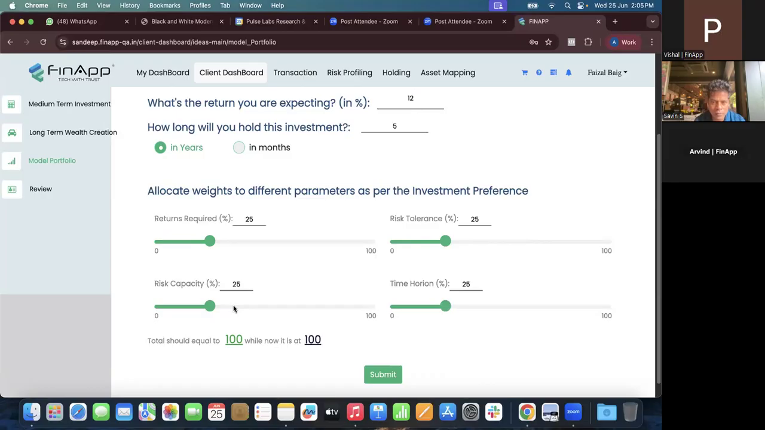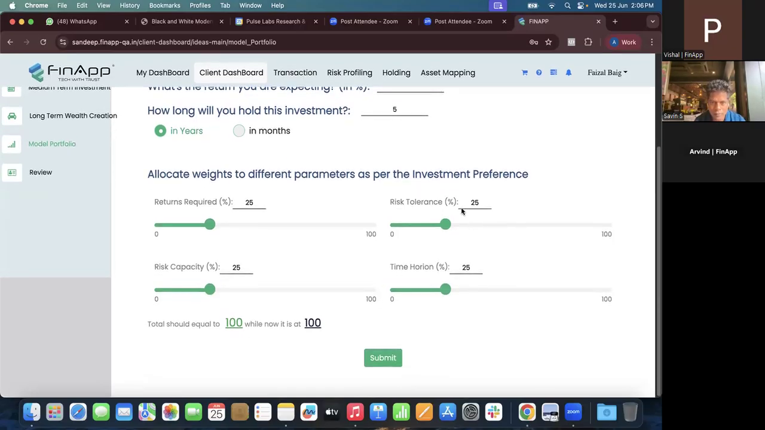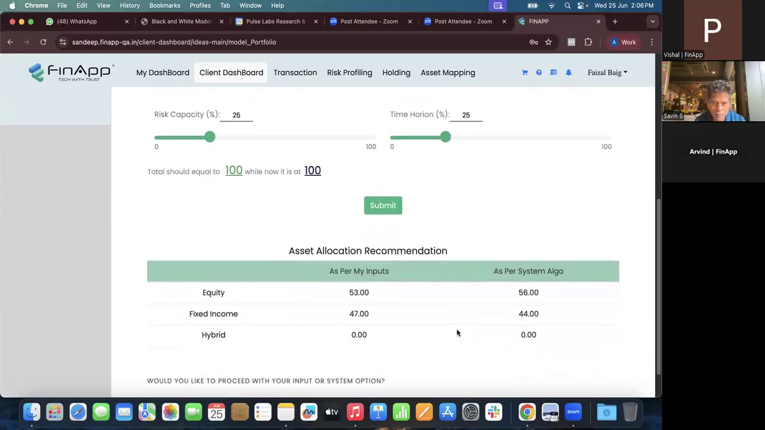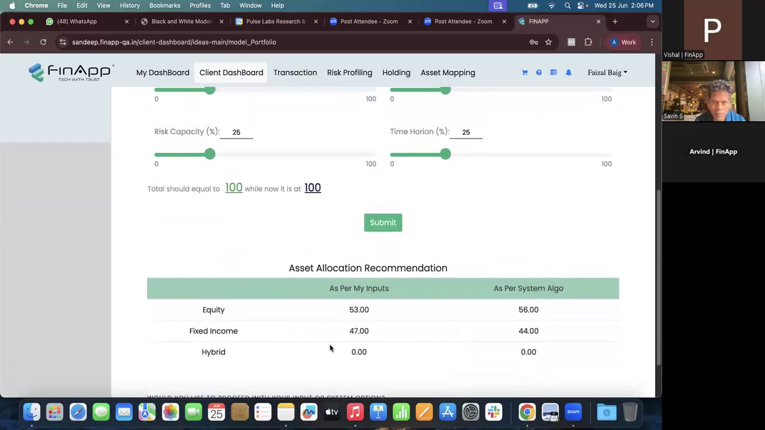A retired person coming and giving all his retirement money to you, you will be very careful while investing. So his risk-taking capacity is very low. That is also a parameter. And then the fourth one is the time horizon. How much time is he emphasizing for this particular investment? I'm just talking about this 50 lakh rupees. So if I give equal weightage to all 4, the first thing the fund does is give you an asset allocation.